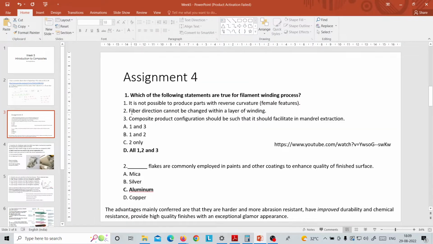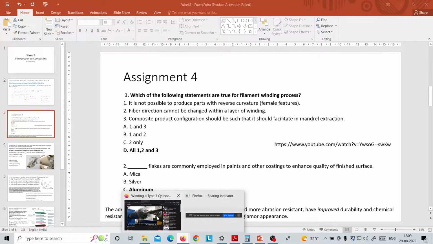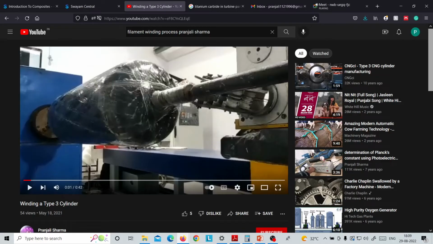Then the second one is that fiber direction cannot be changed within a layer of winding. Yes, for filament winding, a particular layer has fibers oriented at one angle only, and therefore changing the fiber direction is not possible. As seen here, all these fibers in this particular layer would be in this direction only, so all the fiber directions are the same. It would be plus or minus, that is, a cross structure would appear. However, the angles will remain the same.